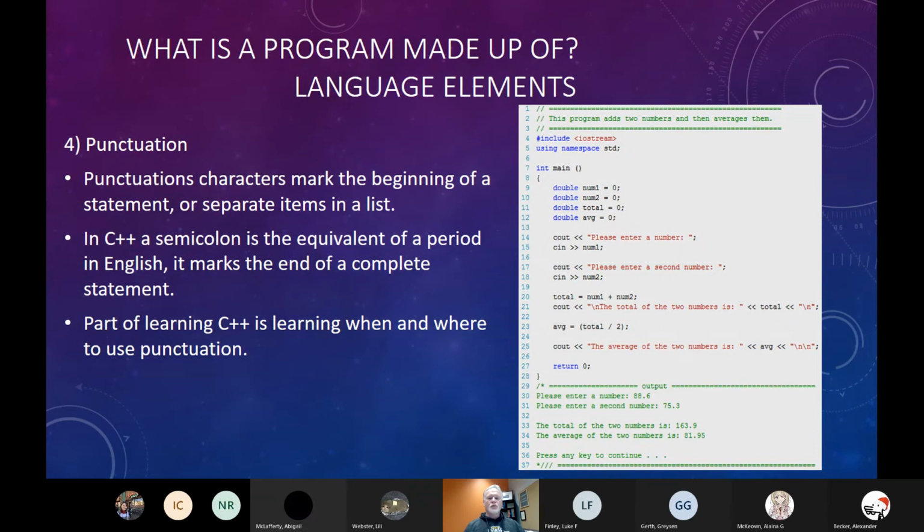You're going to have programs that won't work because you don't have the semicolon in the right place, or because you've put another character in the wrong place. Part of learning C++ is when and where to use the punctuation.